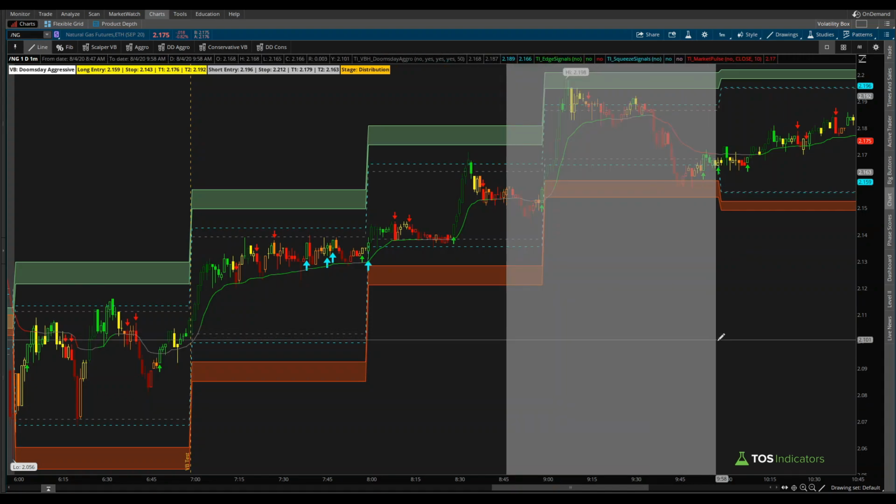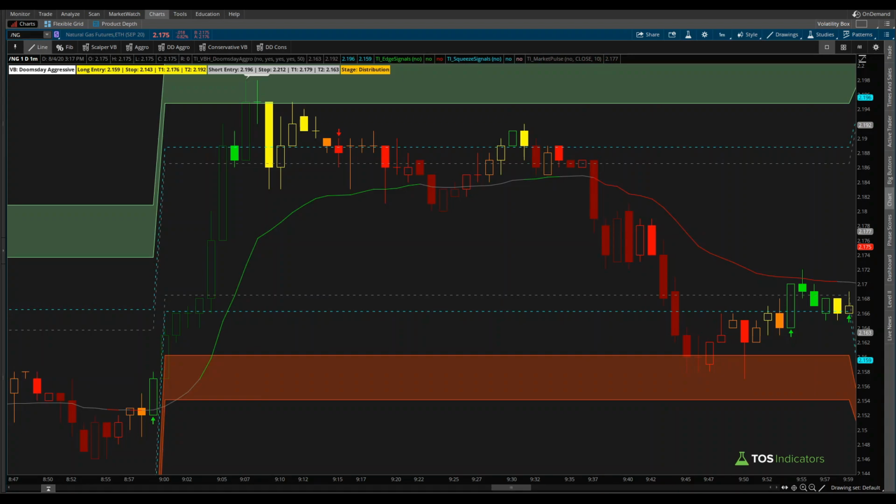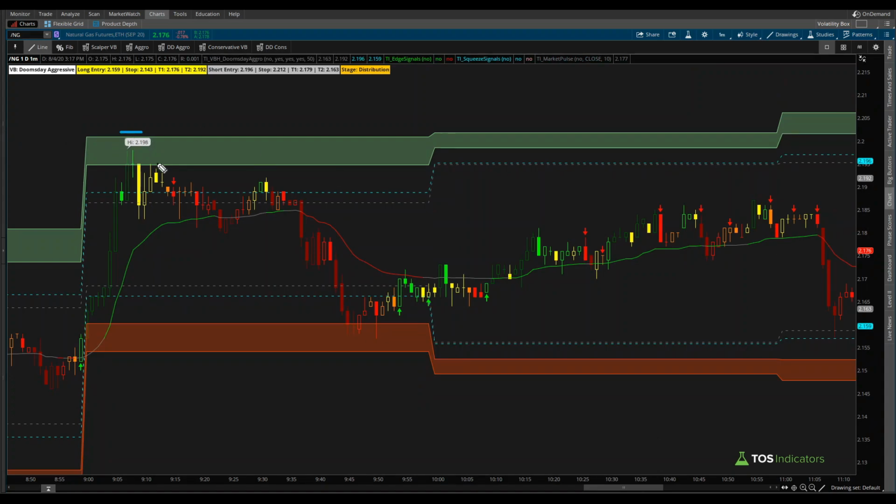And the next entry came in that lunchtime hour where we had price action first breach our upper end of the volatility box. We then got the edge signal along with an opportunity to enter the cyan lines or better. And if I zoom this out here, you'll see that our stop was outside of the volatility box.